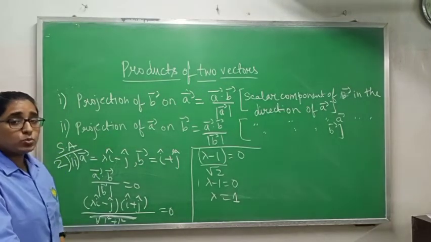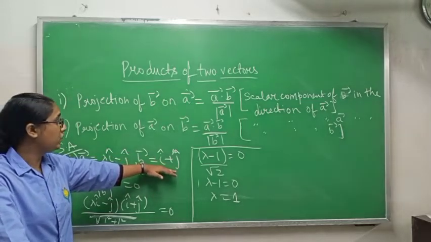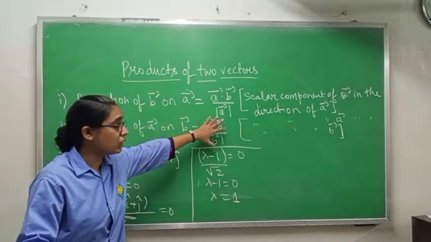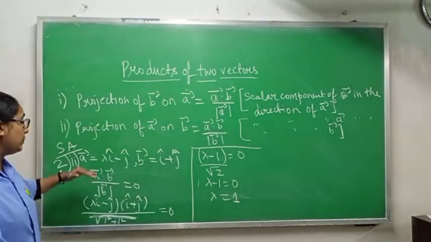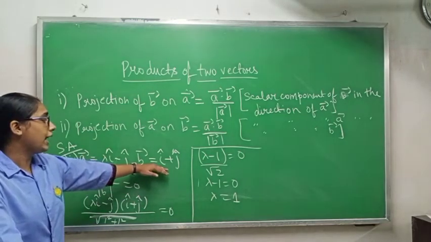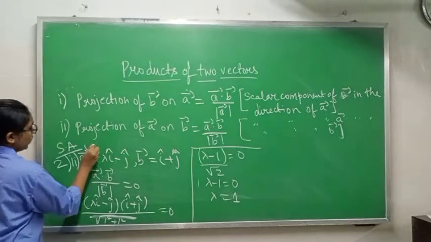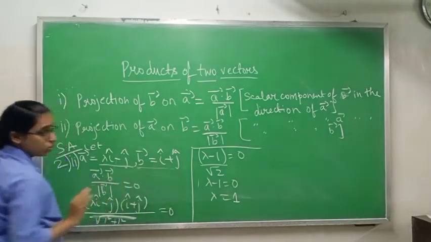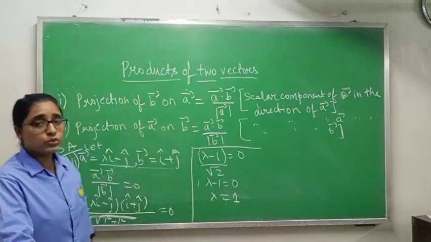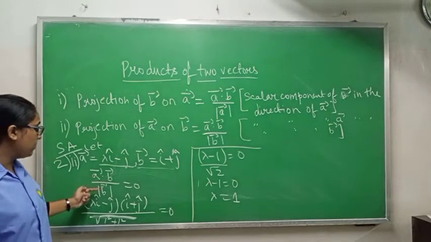Okay, and which one is projection on which one? A is projection on vector B. It means that you will use this one, because it is written in the question that lambda i cap minus j cap is projection on i cap plus j cap. Okay, so let A vector equal to this and B vector equal to this. So if projection of A is on B, you will use this formula, A vector dot B vector by mod B.